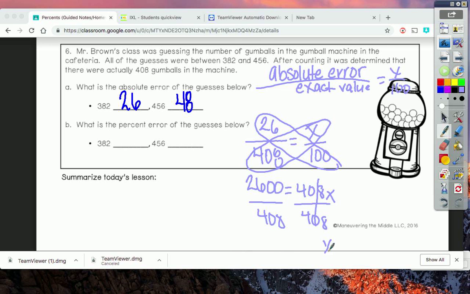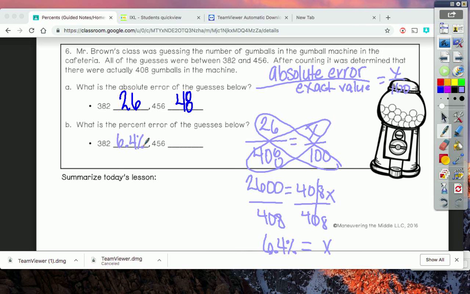And what is our value? 6.8. Check your math. 6.4. Yeah, it is 6.4. I missed it. 6.4, round to your nearest tenth place. So 6.4%.